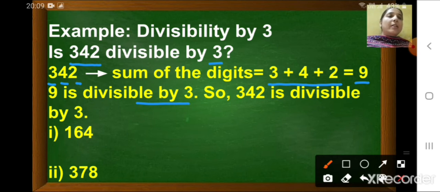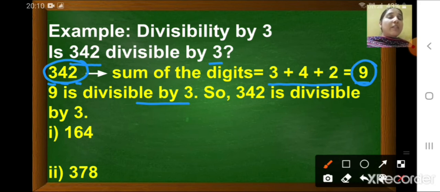Got it? We will add and we will see whether that sum is divisible by 3 or not. If it is divisible by 3, then that number will be divisible by 3. Okay? Then you can divide and you can check. It will be completely divisible. Okay? Now one more example.